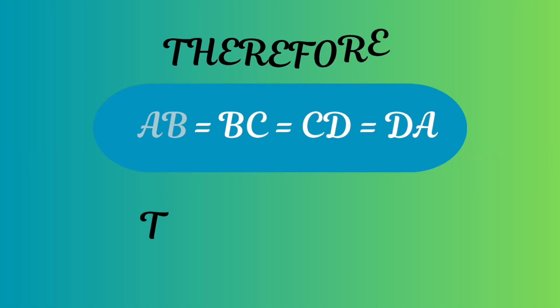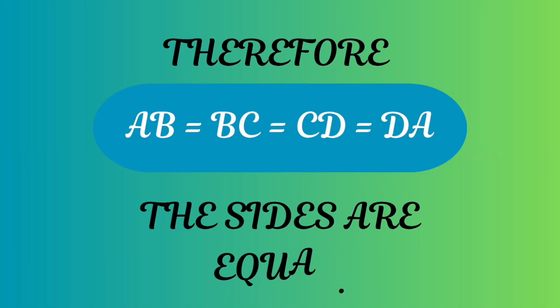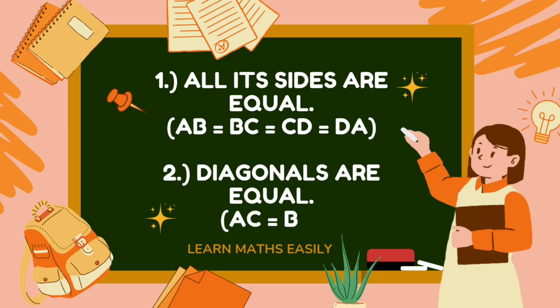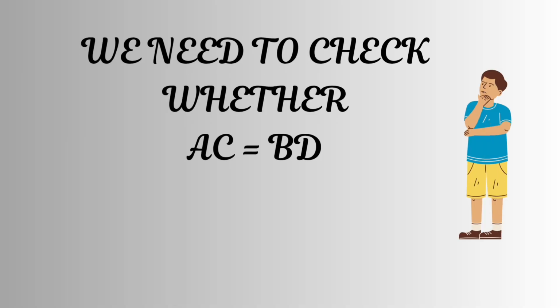Now, all these four sides are equal. Therefore, as per the property, all its sides are equal. So, case 1 is true. Now, the property of a square also says its diagonals should be equal. Now, we need to check whether AC is equal to BD.